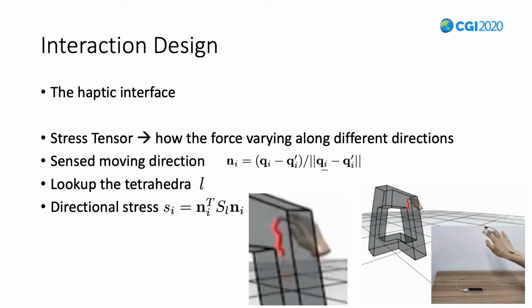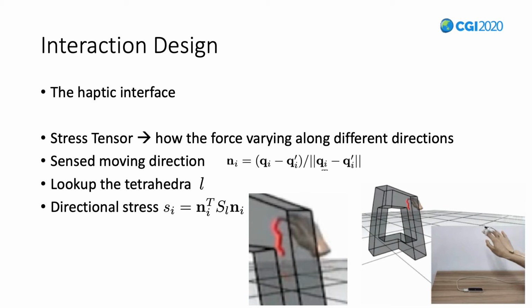With the designed hardware, we are ready to map the stress to the force applied on the fingertip. Note that the stress tensor actually encodes how the force varies along different directions. We therefore record the moving direction of the fingertip, Ni, by computing the position of the fingertip, Qi, and its position in the last frame, Qi'.